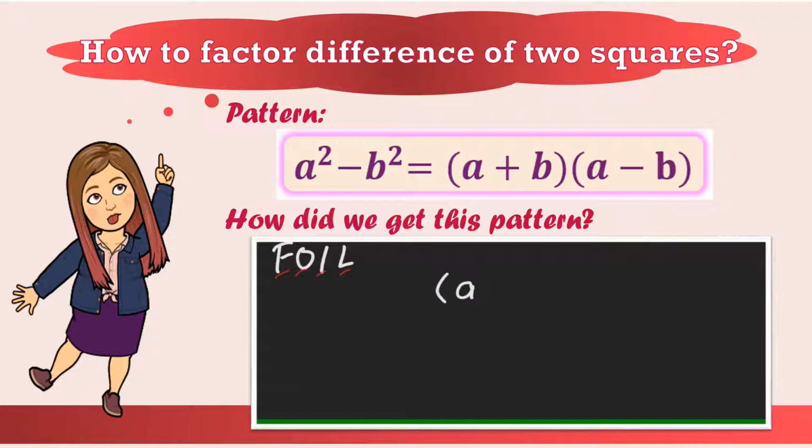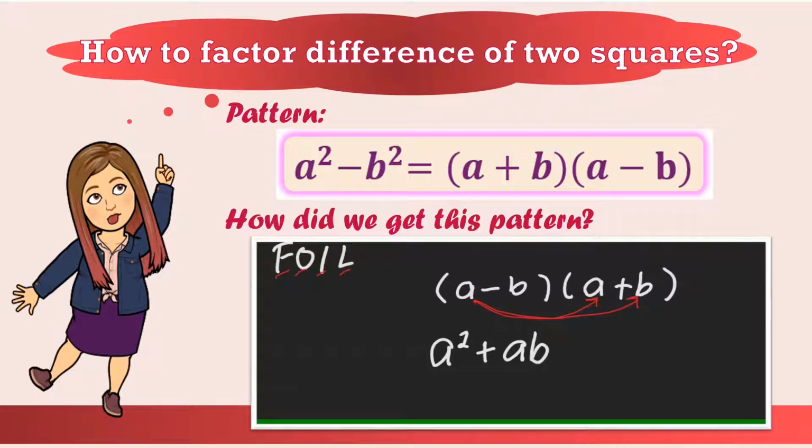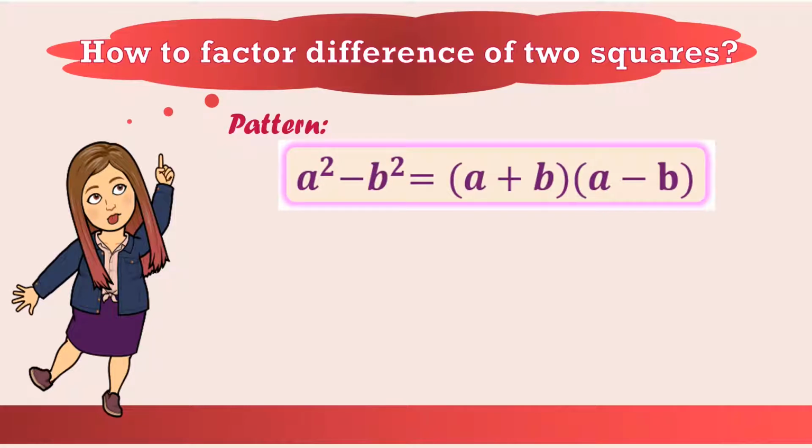For example, we have a minus b multiplied by a plus b. First, we multiply a times a, and that is a squared. Then we multiply a times b, and that is positive ab. Next, we have negative b times a, that is negative ab. Then lastly, negative b times positive b, and that is negative b squared. Notice that positive ab minus ab is 0, so we can cancel these two. Therefore, the final answer is a squared minus b squared, which is the polynomial with a difference of two squares. And so the pattern a squared minus b squared equals the quantity a plus b multiplied by the quantity a minus b is formed.